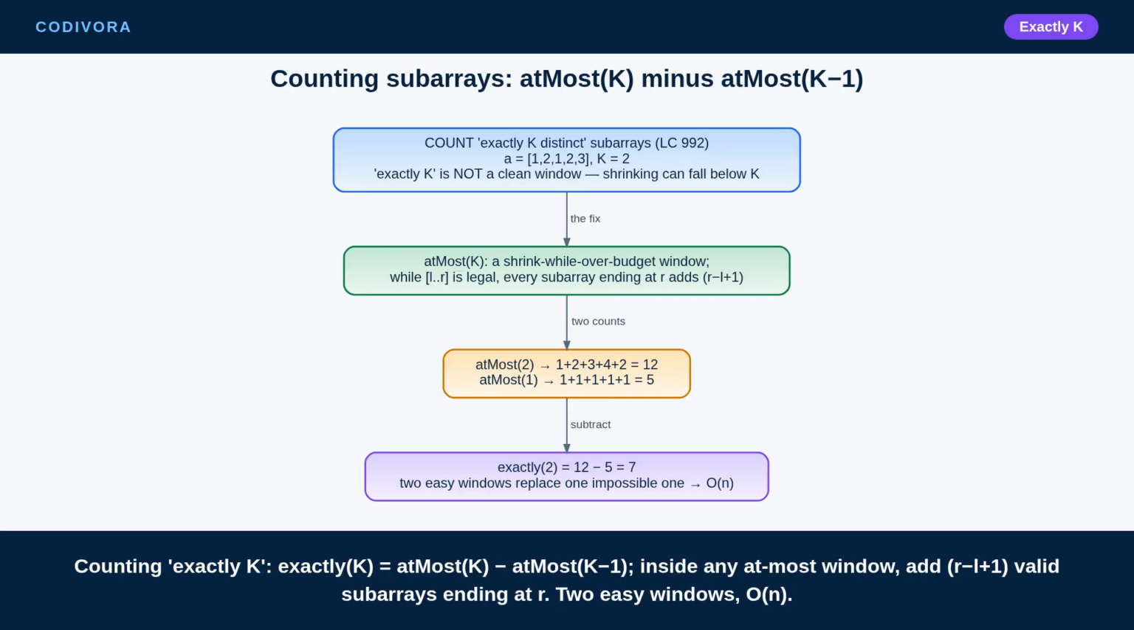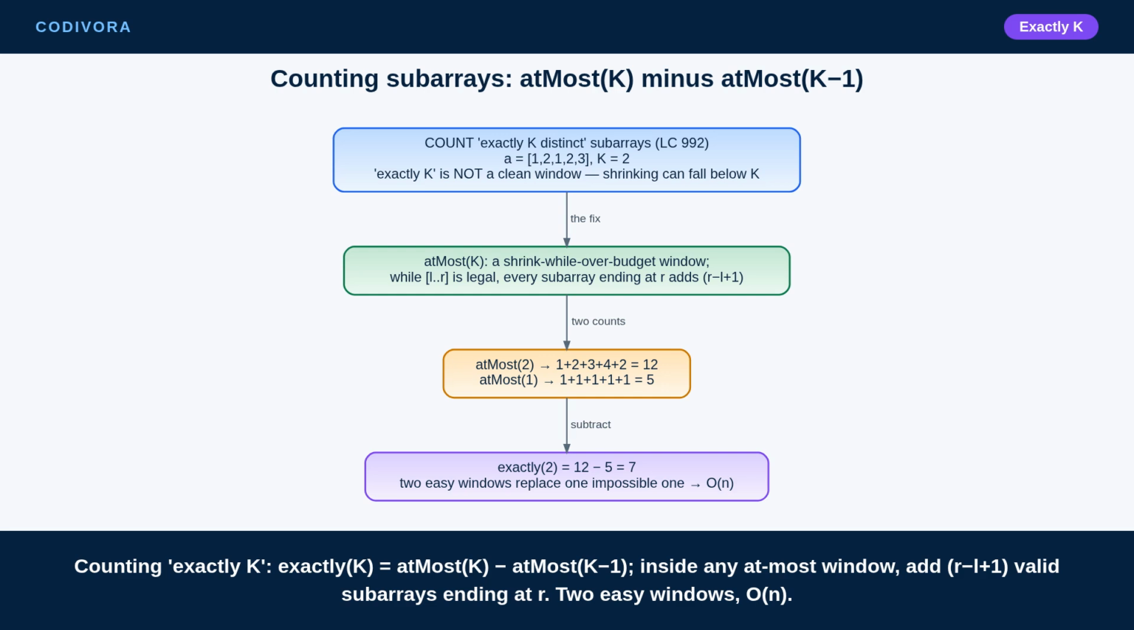Counting subarrays with a lovely trick. Many problems ask you to count subarrays with exactly K of something, distinct values for example. Exactly K is awkward as a single window, because shrinking a valid window can drop the count below K, so neither edge has a clear move. The fix is a subtraction. Exactly K equals at most K minus at most K minus 1.